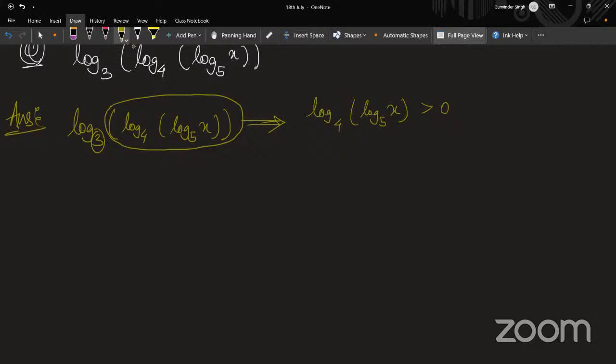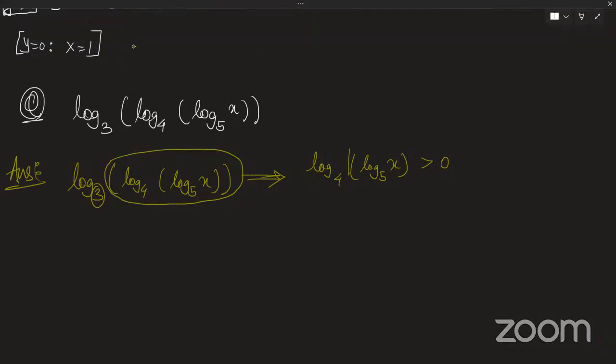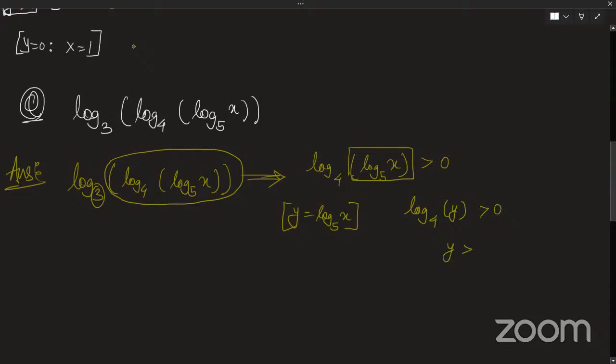So now I again look into this thing. But now my issue is I have this thing, so I will treat y equal to log base 5x, like another quantity. So log base 4 of y is greater than 0. That means my y will be greater than, tell me, what value? My y has to be greater than what value? 1, sir. Exactly. Y has to be greater than 1.